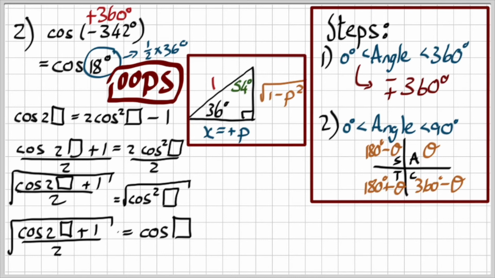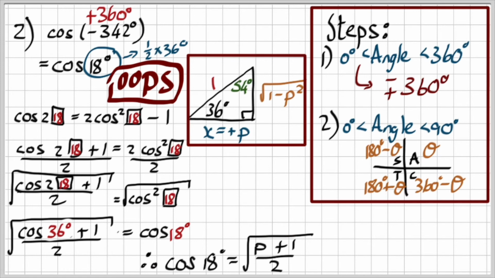Now, why do I put the block there? Well, let's replace every block with 18. Because if I replace every block now with 18, in my final answer, I have cos 2 times 18. Oh, but Sorrel, that is cos 36. I know what cos 36 is. Yes. So in other words, cos of 18 is actually just the square root of p plus 1 over 2.